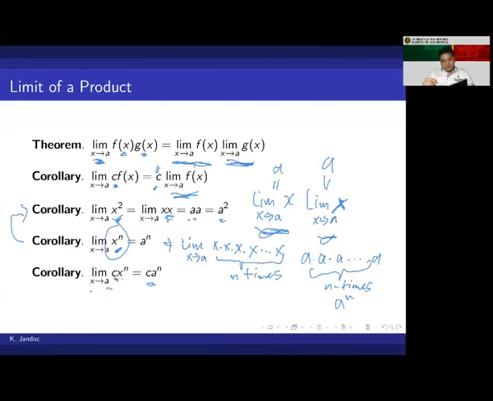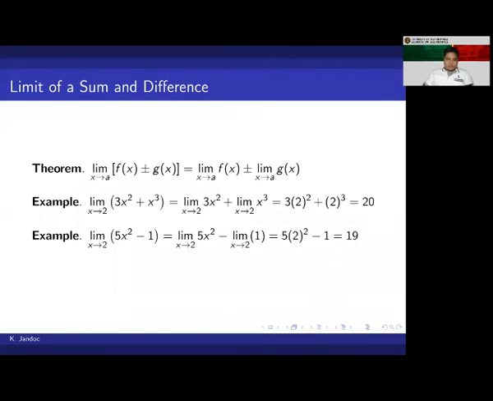So that's the theorem. If you have a sum or difference of two functions, f of x and g of x, then the limit of that sum or difference is the same as getting the limit of f of x first, and then adding or subtracting the limit of g of x as x approaches a. For example, this function over here is 3x squared plus x cubed. This can be thought of as your f of x, 3x squared, and this is your g of x, x cubed. So the theorem says that you can do this.